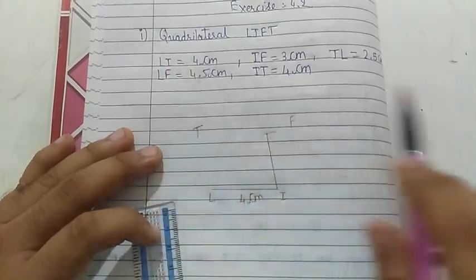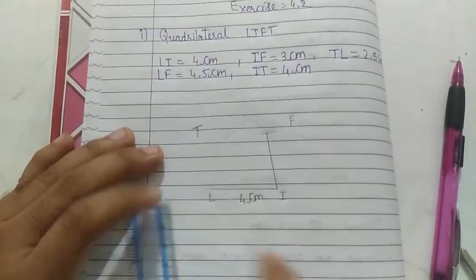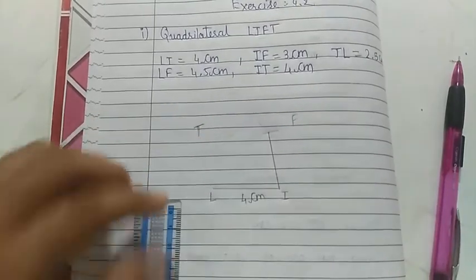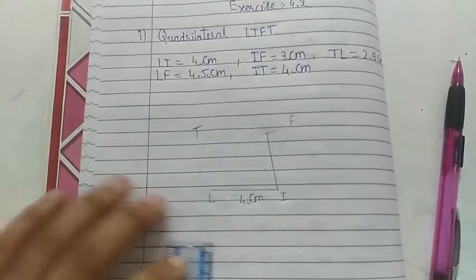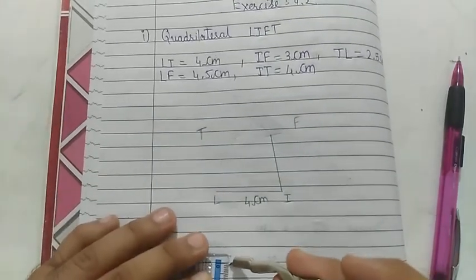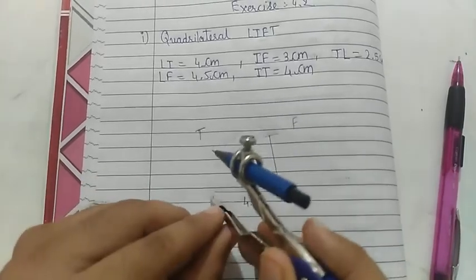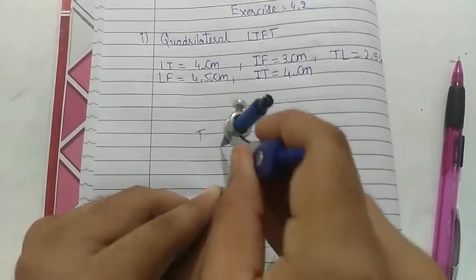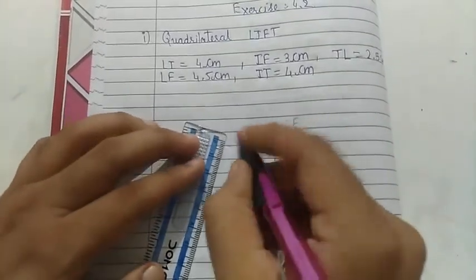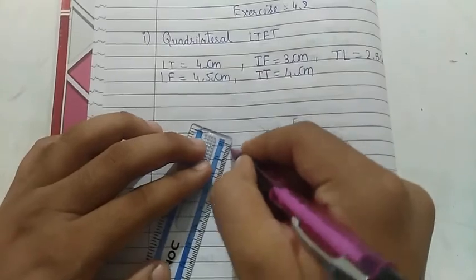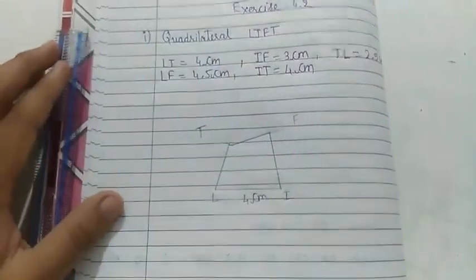Now TL is 2.5. From L to T is 2.5. So take L as a center and draw the arc of 2.5 centimeter. I am measuring 2.5 centimeter over here. Whenever both arcs intersect, you just give the name, join it, and our quadrilateral LIFT is ready now.